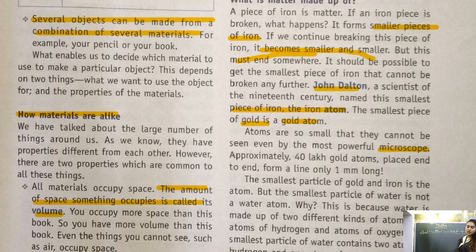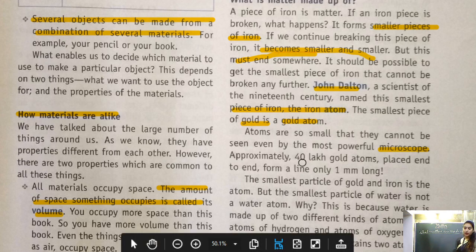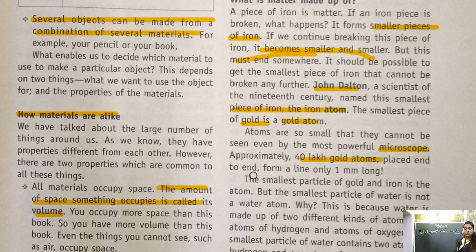Approximately 40 lakh gold atoms placed end to end form a line only 1 mm long. 1 mm is just so small, just the tip of a pen. To make that one tip, we need 40 lakh gold atoms. Now imagine how small the atom is, isn't it? So an atom is so small that we cannot see it with our eyes, or even with a very powerful microscope. So I hope atom is clear.